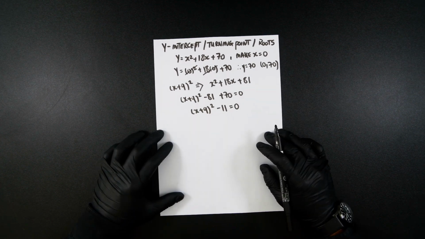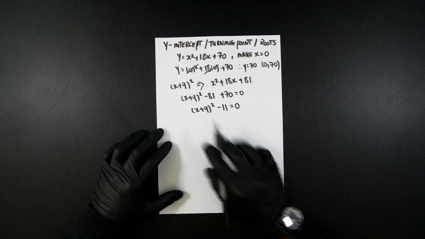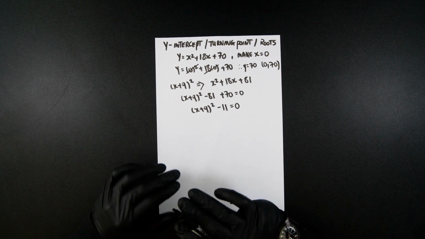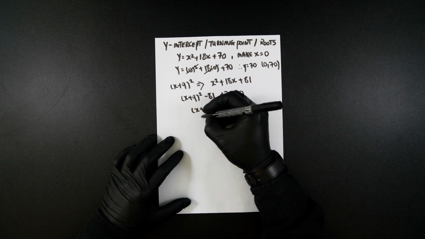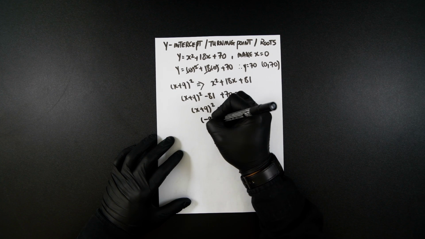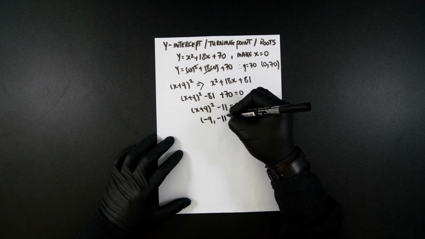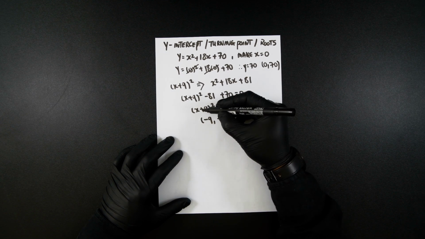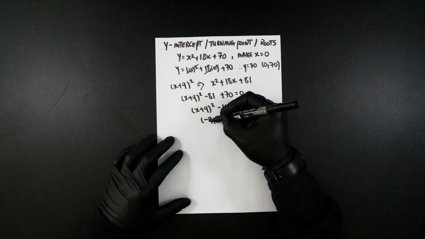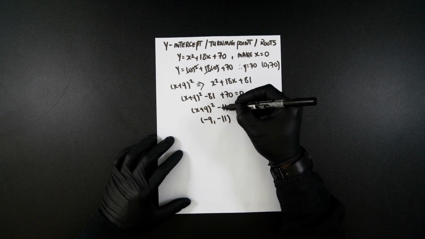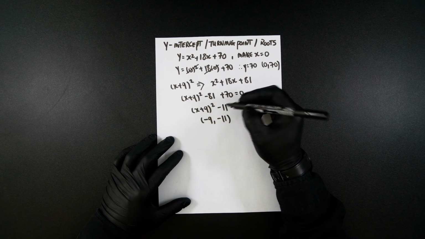We can now find out what the turning point is. The rule is everything that is inside the brackets, you change the sign. So then this would be minus 9. Everything outside the brackets, you leave the sign as it is, which is minus 11. So if this was negative inside here, then this would be positive. If this was positive out here, this would be positive.